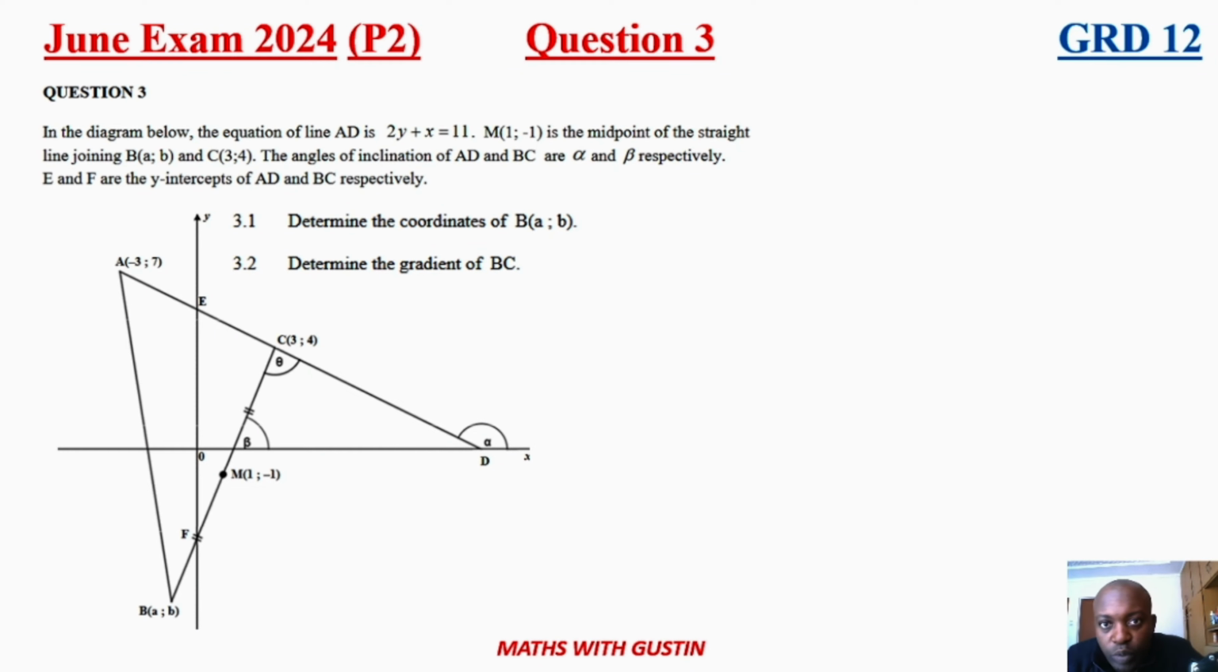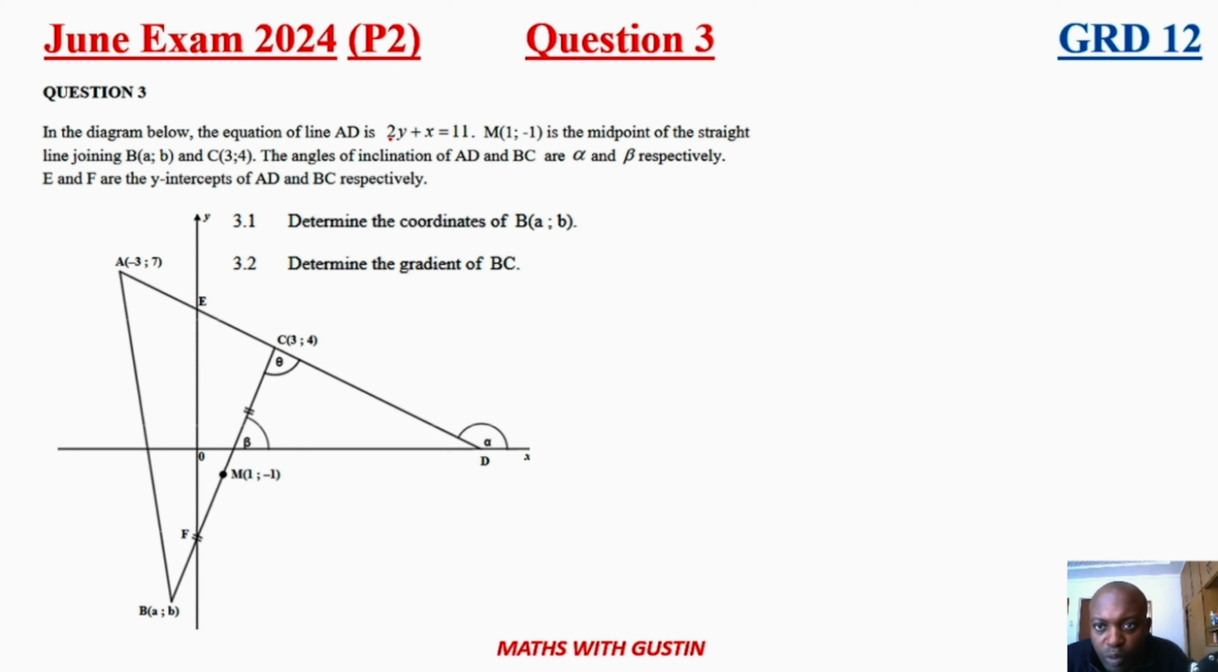What's up, guys? Let's have a look at question 3, June exam paper 2. It was an analytical geometry question. It was given as follows in the diagram below. All right, let's read the question together, guys.